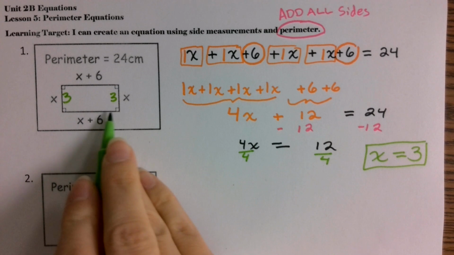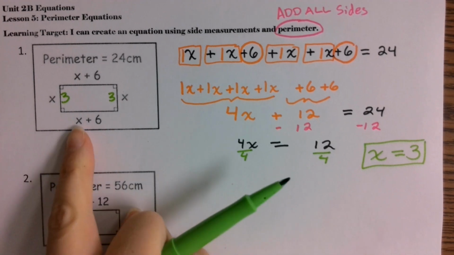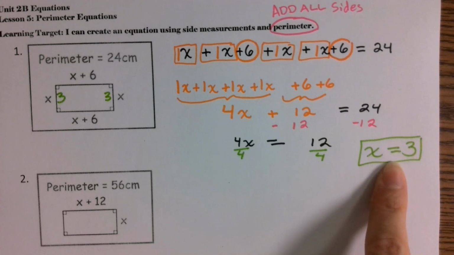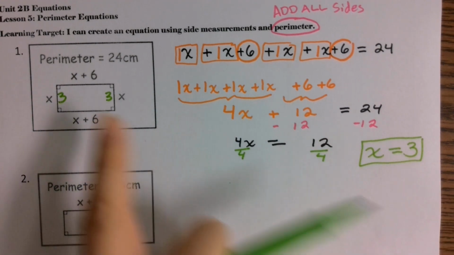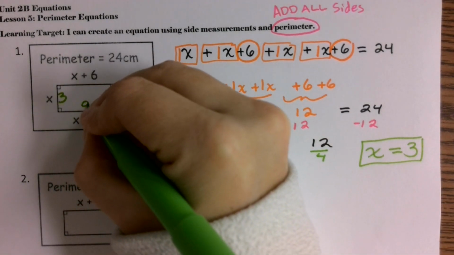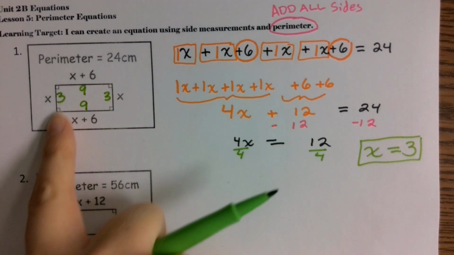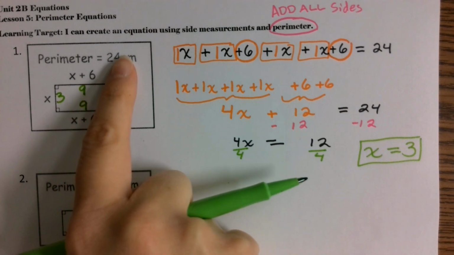What does it make this bottom value? What will the bottom value be? Huh? Guys, it's x plus 6. What's my x? What's my x? 3. We just solved for my x. We just solved for it. So what is x plus 6? What is 3 plus 6? 9. This is 9 and this is 9. Okay, once we have solved for your x, you can then plug them back in and you can identify what each of those measurements are. And wouldn't you know it, if I do 3 plus 9 plus 3 plus 9, I get 24.